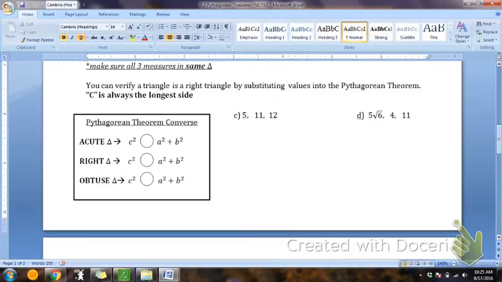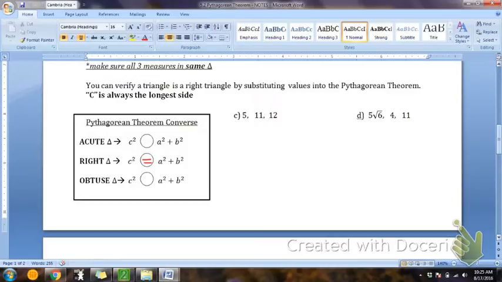Okay, so it says you can verify a triangle is a right triangle by substituting values into the Pythagorean theorem. So if I give you a bunch of side measurements and I ask you, is this a right triangle or not? If this is a right triangle, then that means that when I solve this out, my c squared is going to equal a squared plus b squared. So when I solve this problem out, the sides will equal each other.